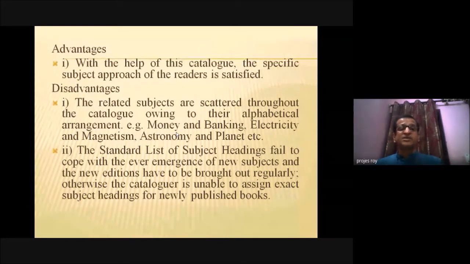disadvantages. Biochemistry, which is difficult, right? Biotechnology, they are not able to understand where we should keep it, first, the technology or the chemistry or the biology. So that's the crisis. Mathematics for physics, where do we keep the books, in physics or in mathematics? So those are more challenges in that catalog form. The standard list of subject headings failed to cope with the ever-emerging new subjects, and new editions have to be brought out regularly. Otherwise, the cataloger is unable to assign exact subject headings for newly published books.